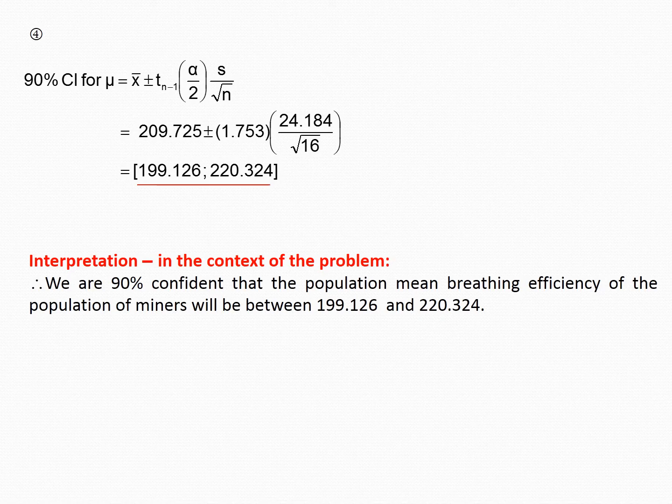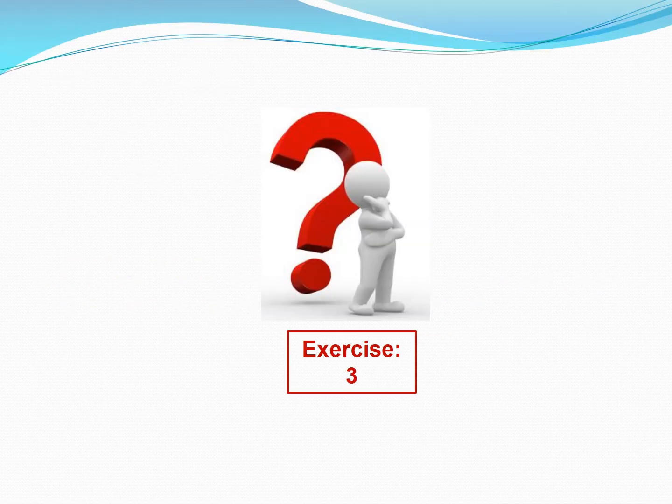Then for the interpretation in the context of the problem, you go back to what we wanted to determine a confidence interval for, and you interpret that in terms of the percentage. So we are 90% confident that the population mean breathing efficiency of the population of miners will be between 199.126 and your upper limit of 222.324. Then you can try exercise 3 for me, please.